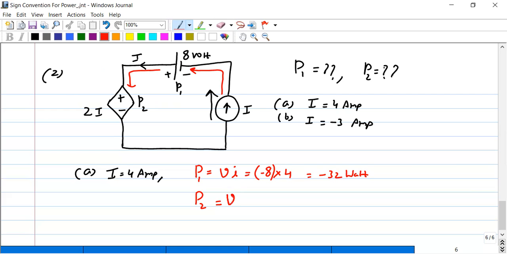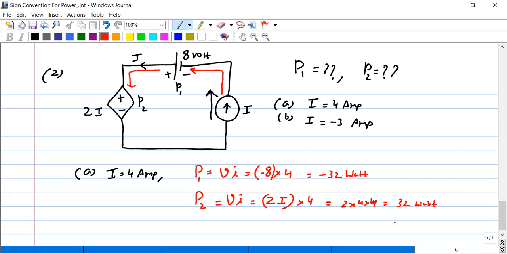So again the power is V into I. Now V is how much? What is the value of the voltage source? It is 2 into I, and I am writing plus because current is entering the positive. And what is the value of current? It is 4. This will be 2 into 4 into 4, that is 32 watts.